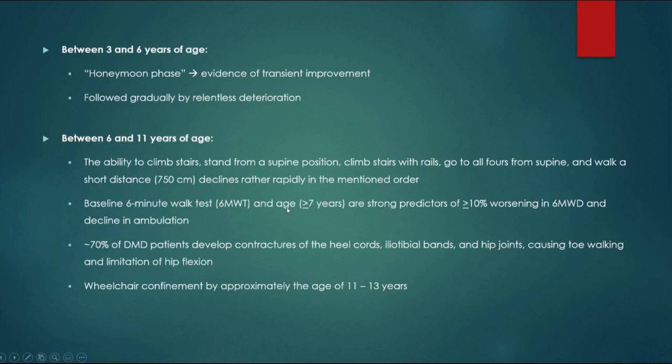If they were 7 or older, they had worsening within the next 1 year. So they had demonstrated 10 or more % of worsening within the next 1 year. And the majority of them develop contractures during this age, and wheelchair confinement happens before 13 years of age.